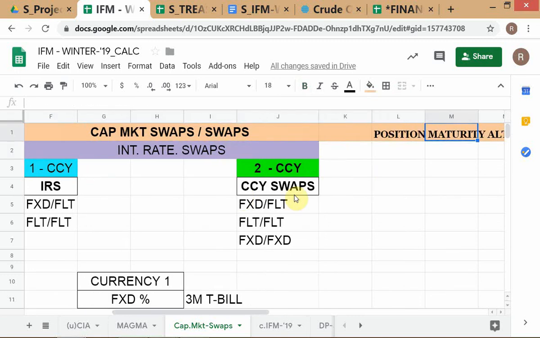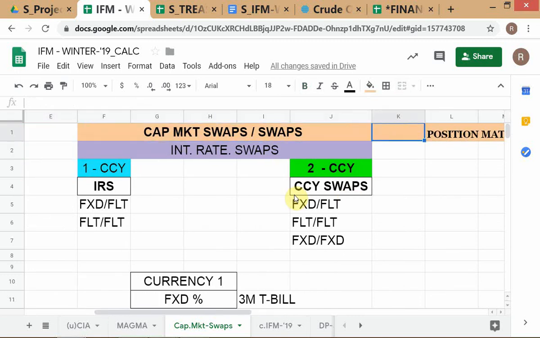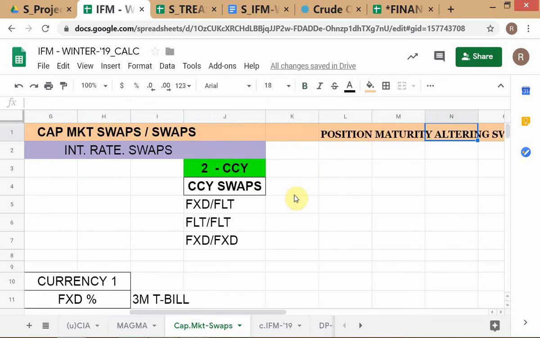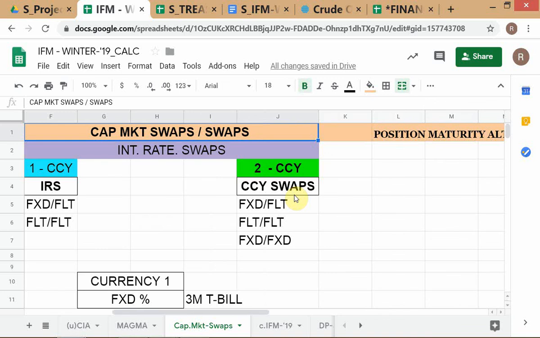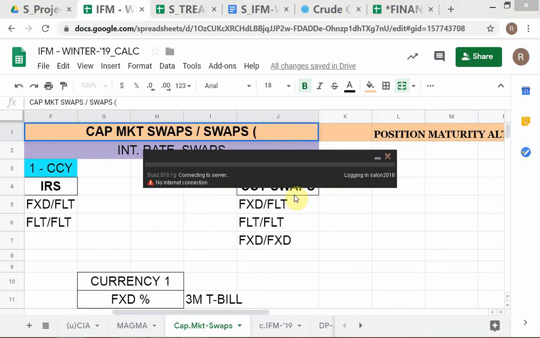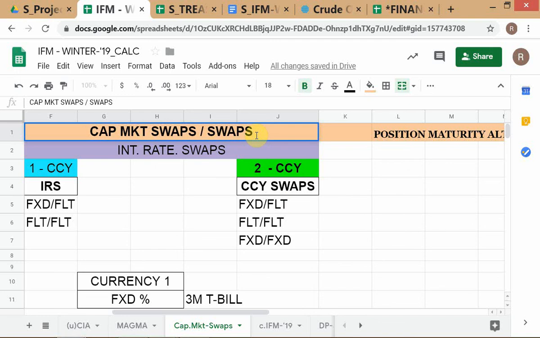Because this capital market swaps, which, and give this a little bit of, we're losing the connection. Are you following what we are doing here?